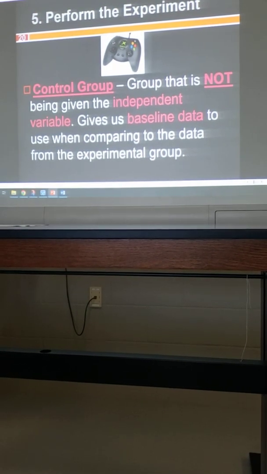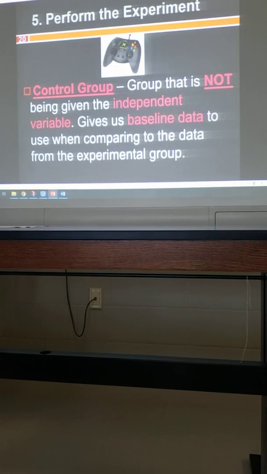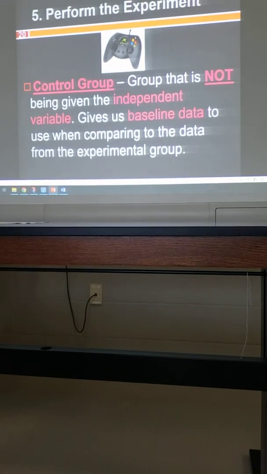So in my example, it'd basically be like my original pepperoni pizza. That's the group that didn't get the change. So when I eat a pepperoni pizza, that's the normal, that's the original, that's how I normally get my pizza. All right, and so this gives us the baseline data. So for me, how much I like that pepperoni pizza is what I'm gonna compare the other pizzas to. So I have to have that baseline data.